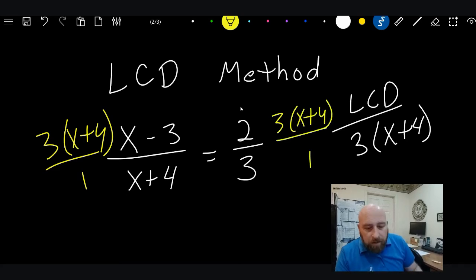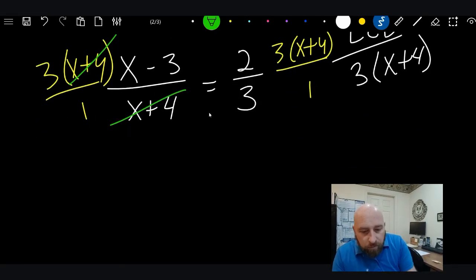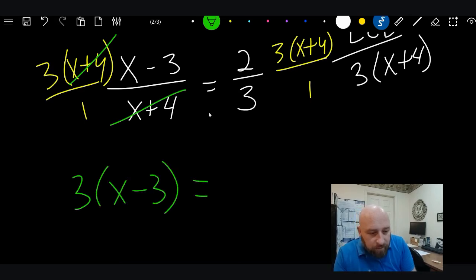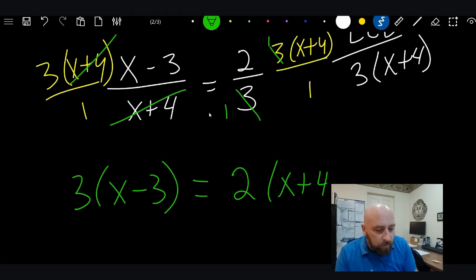Okay. And so what happens here is I'm going to get this one to cancel with this one. So we are left with 3 times x minus 3 equals, what's going to happen here is I'm going to get this to cancel with this. And so we're going to end up with 2 times x plus 4.